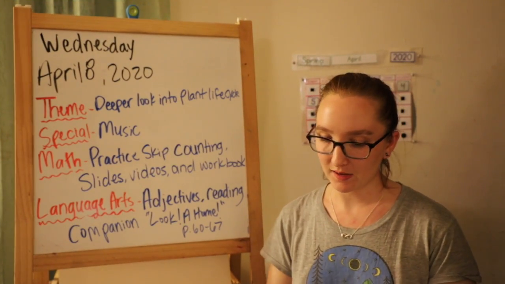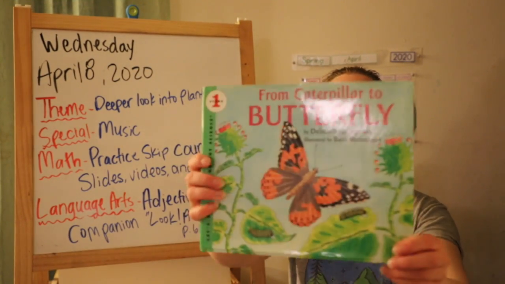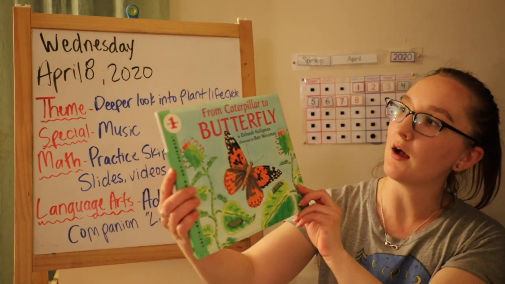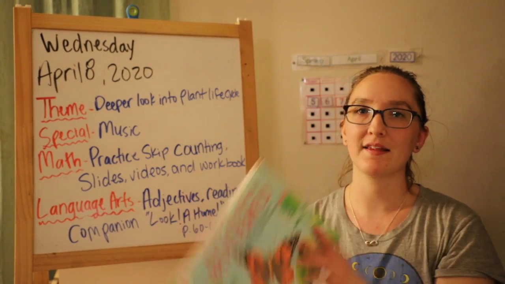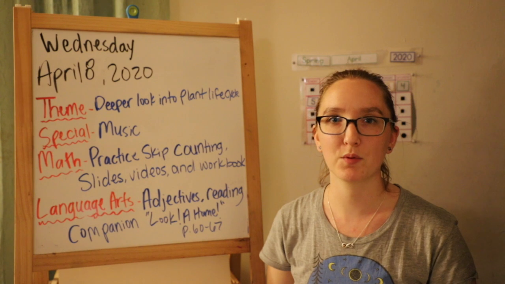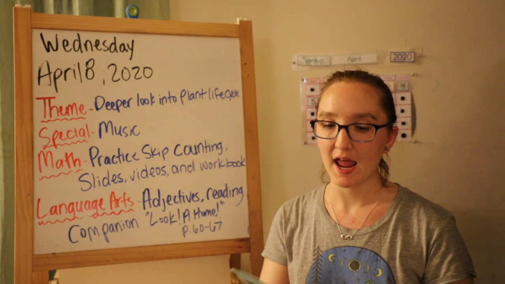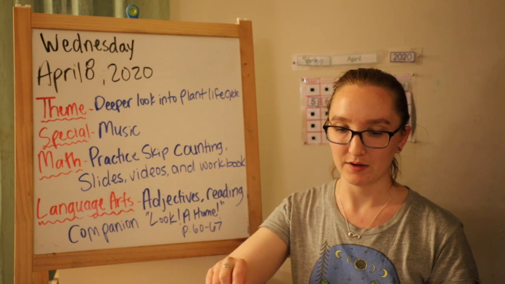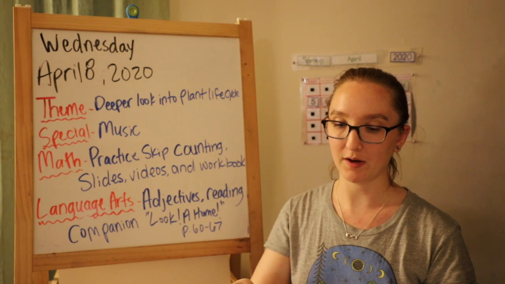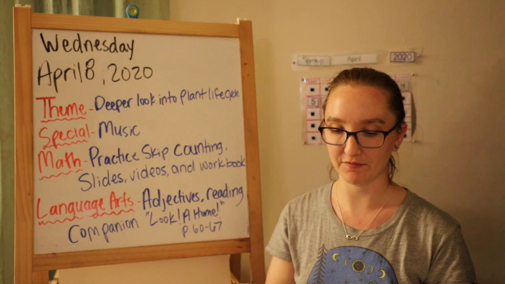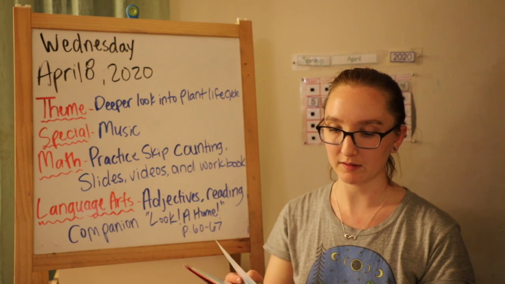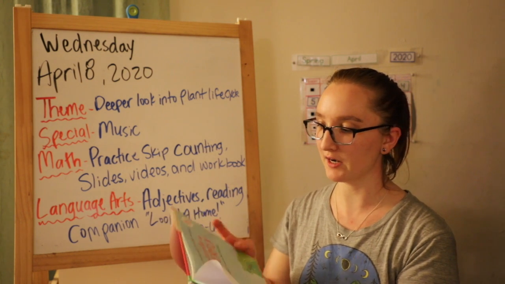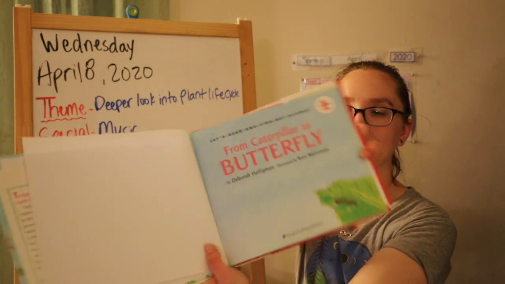So I went ahead and found a book called From Caterpillar to Butterfly, since we have been doing so much work with our butterflies lately, and I want to go ahead and read that to you guys now. So it says, From Caterpillar to Butterfly by Deborah Heiligman and illustrated by Bill Wiseman.